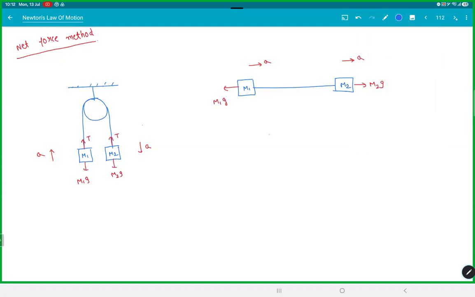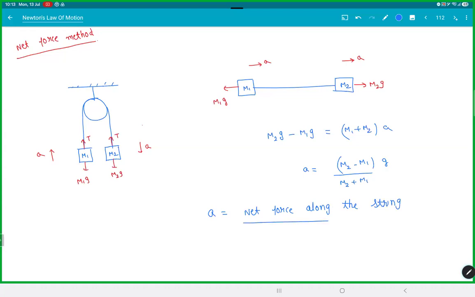Now look at this thing. What is the net force? M2G minus M1G is equal to total mass, M1 plus M2, times acceleration. Both are the same. Acceleration is equal to (M2 minus M1) by (M2 plus M1). One step. So this is how you can write. Acceleration will be net force along the string. So along the string, that is the word. We are not taking up and down, we are taking forces along the string by total mass.